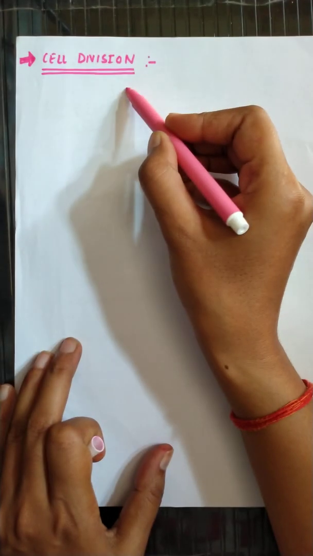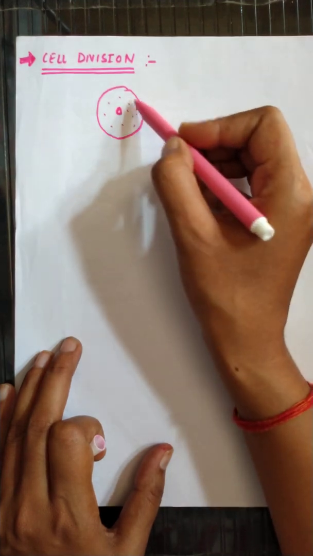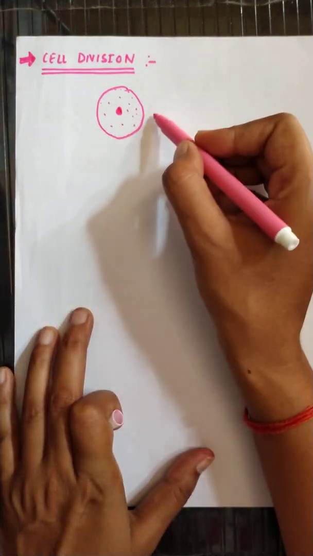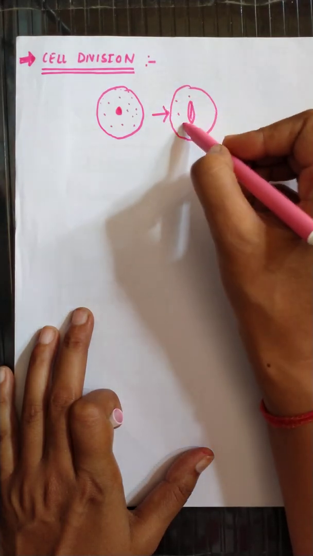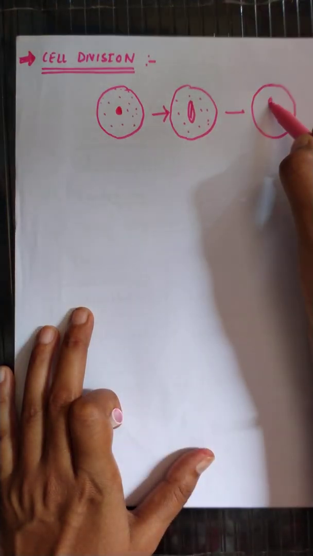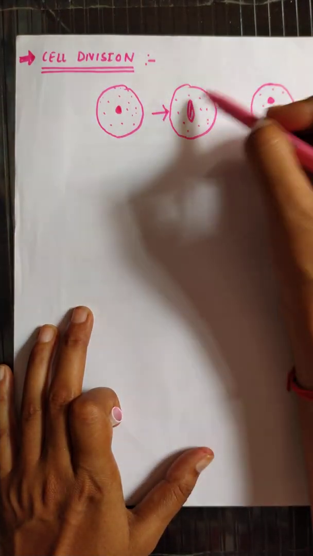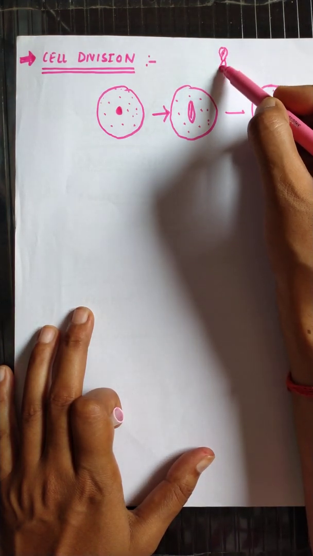Students, now the next and last topic of the chapter is cell division. In cell division, what happens? There is a cell. This is the nucleus of the cell. This is the cytoplasm. One cell divides into two cells. How does it divide? First of all, the nucleus of the cell elongates. Afterwards, it has some contractions in it, and it gets divided into two nuclei.